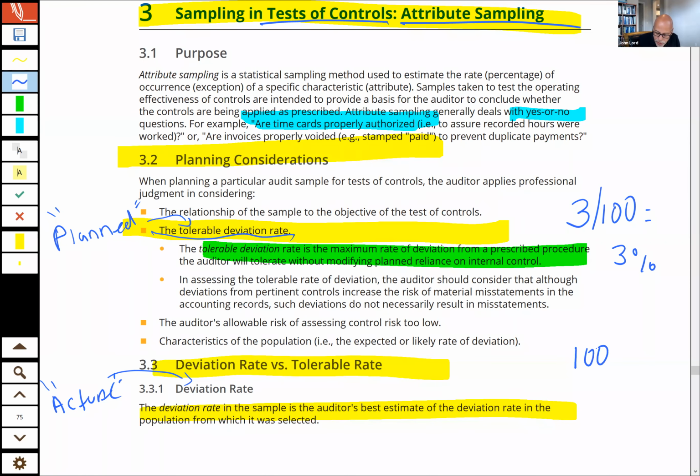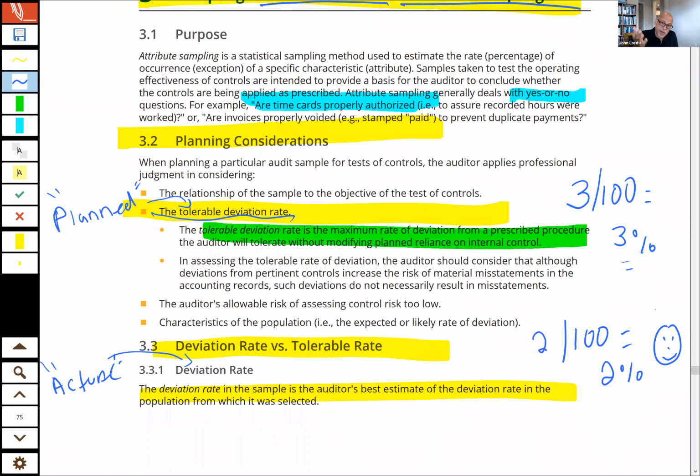Now I pull my sample. I look at 100 and I find 2 that are not signed. What's my deviation rate? Not a trick question. 2%. Okay, good. So I ask you, is this auditor happy or sad? Happy. This auditor is happy because they're saying, hey, I was willing to tolerate up to 3% and I'm down at 2%. I now believe that this control has operating effectiveness and I can now lower the nature, extent, and timing of my substantive procedure. I can accept a higher detection risk.